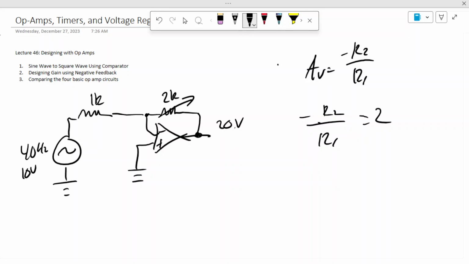In future lessons, we're going to learn about what happens when we use positive feedback and how to get oscillation out of an op amp, and then we'll move on to timers and voltage regulators.